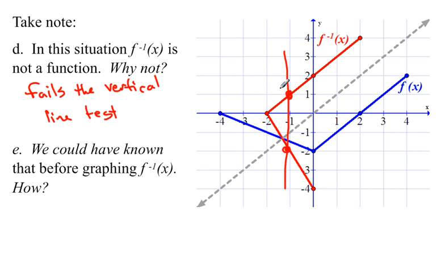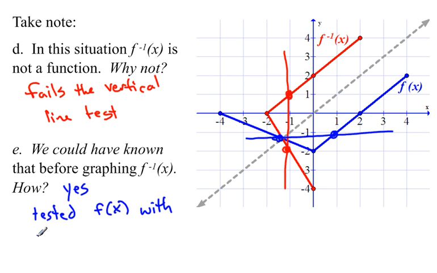Now on the original function, if I took similar points, I could draw them like this. This would be kind of similar to what I just drew there. And you'll notice on the original function it was a horizontal line. So could we have known that before graphing f inverse? Yes. We could have tested f of x, so the original, with a horizontal line test.